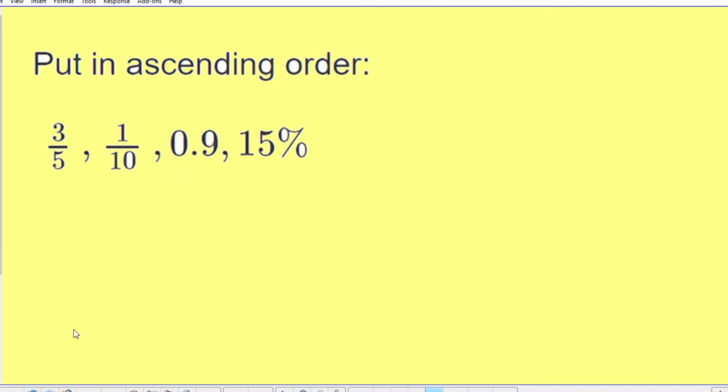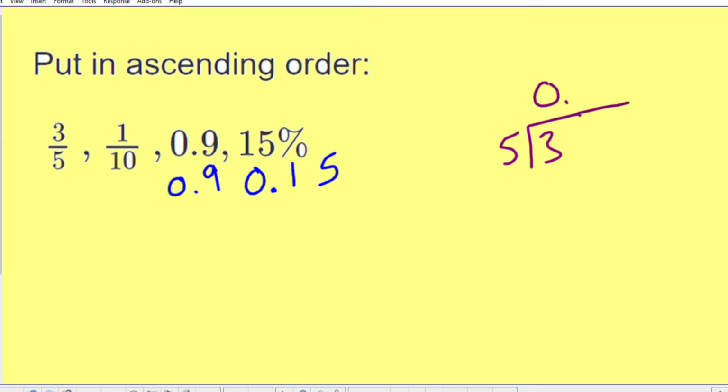So let's take a look at another one. So we're going to make these all into decimals again. So 15%, very quickly we can do to 0.15. 0.9 stays the same. So we've got to make these two into decimals. So we'll start over here. We've got 5 on the outside, 3 on the inside. 5 can't go into 3. 5's into 30 goes 6. So this one here is 0.6.